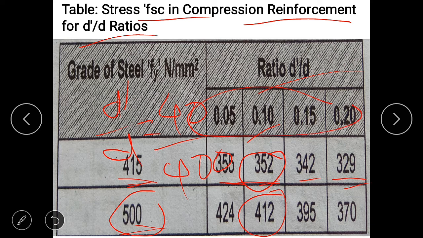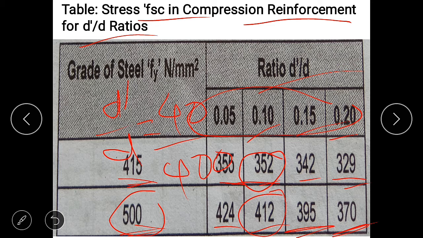Ratio is given here. And if 500 grade is given, for 0.05 d dash by d ratio, use 422. If ratio is 0.1, then use 412. If ratio is 0.15, then use 395. If ratio is 0.2, then use 370.